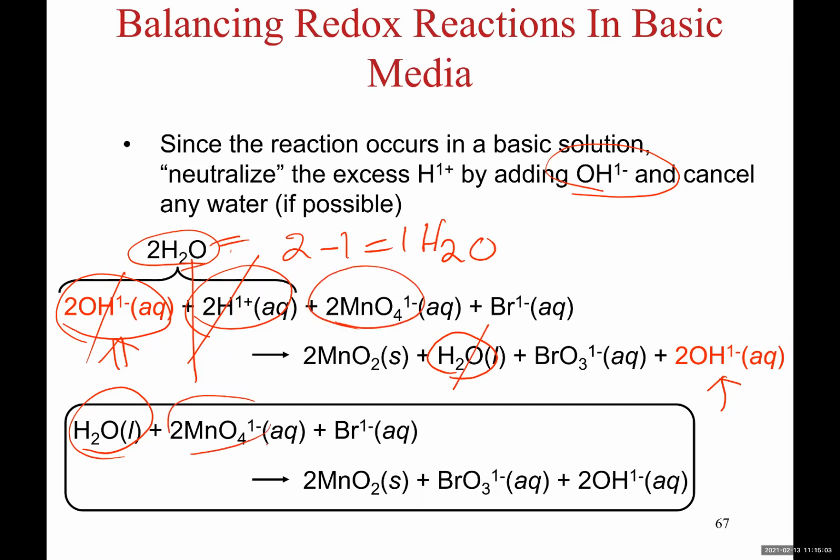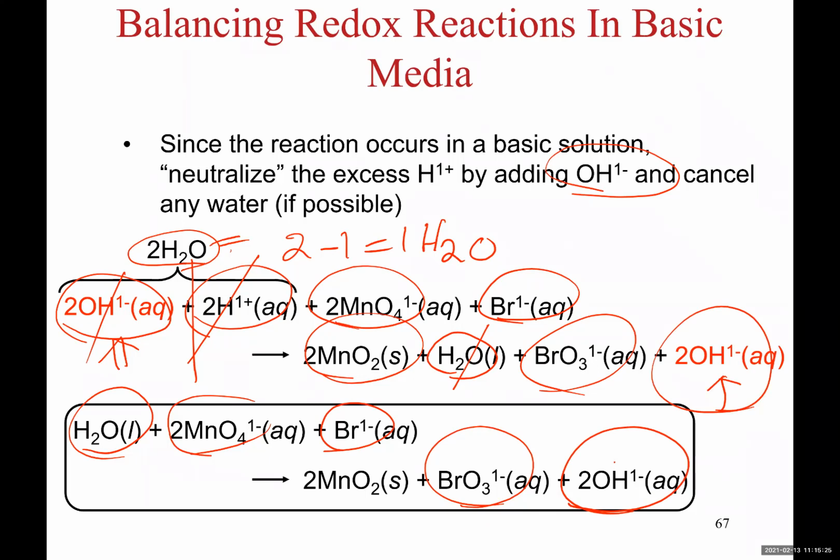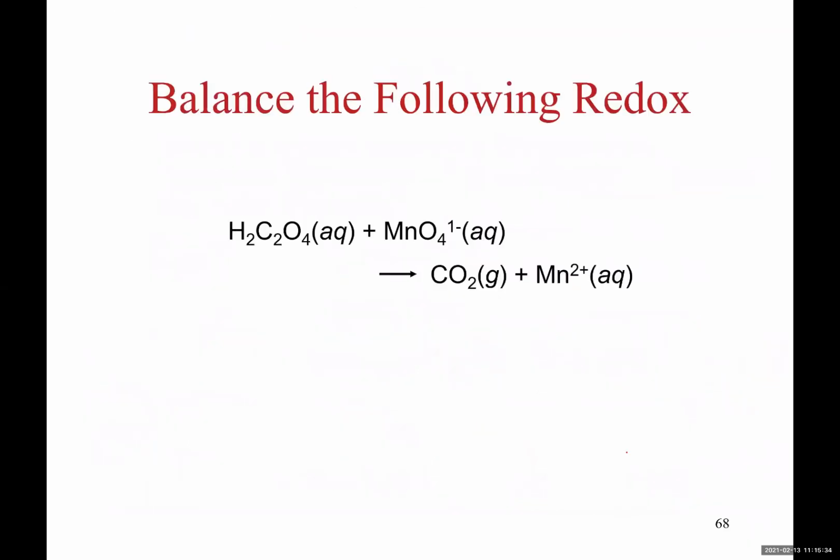2MnO4, I write it down here. 1BrO minus, I write it down here. That's all I have on the left-hand side of the overall equation. On the right-hand side, I have 2MnO2, 1BrO3 minus, and also 2OH minus. So this is a charge balance and mass balance equation. So this is the equation that you can use in a titration involving redox reactions.